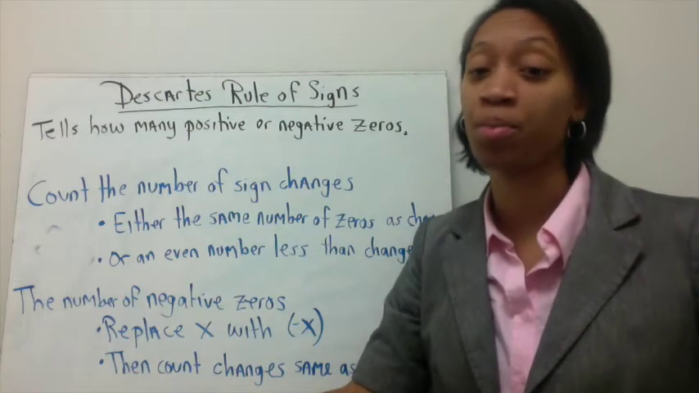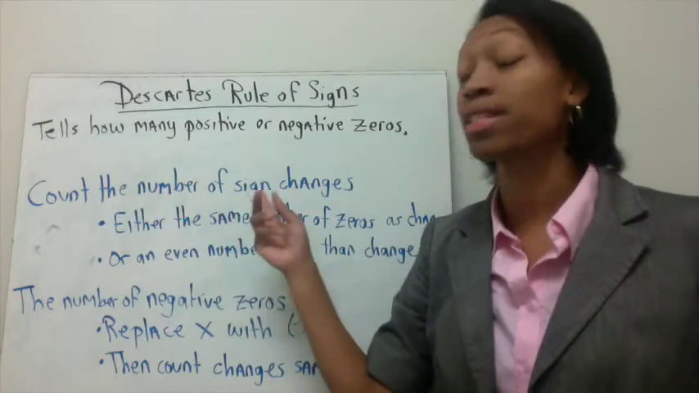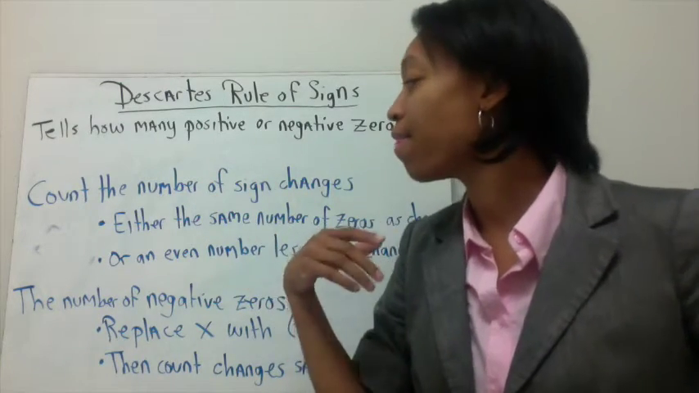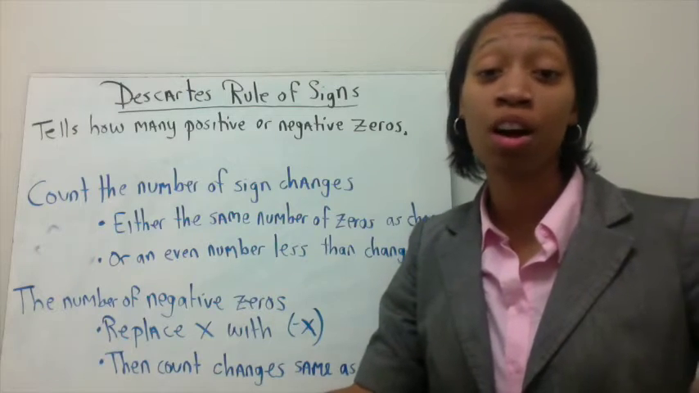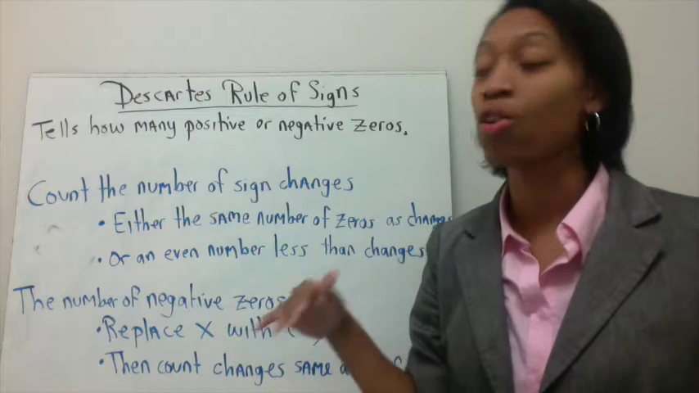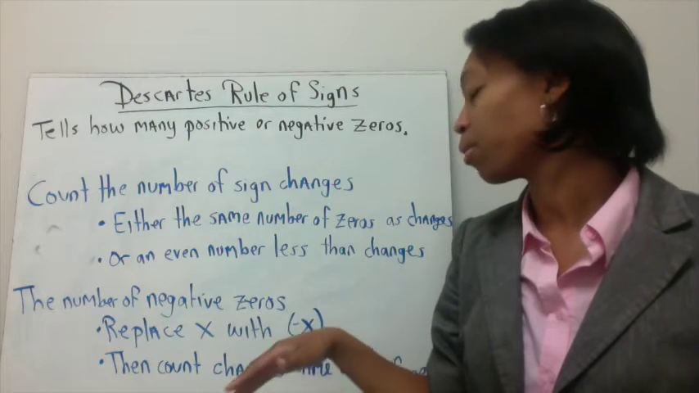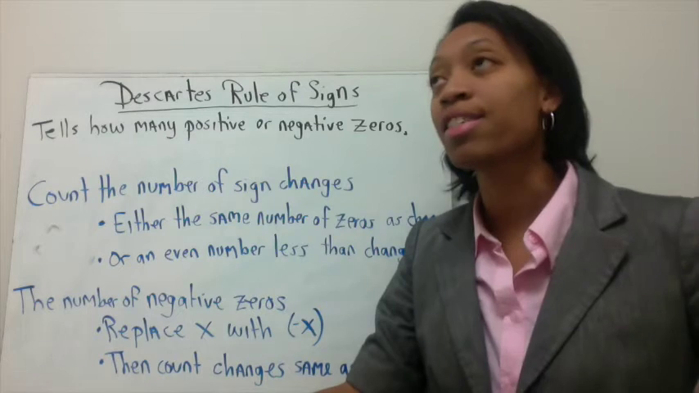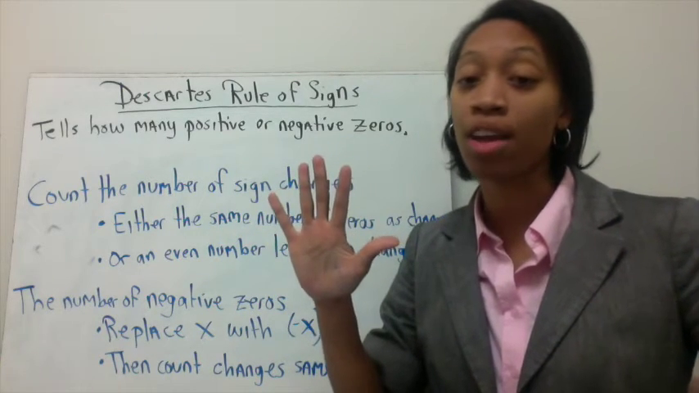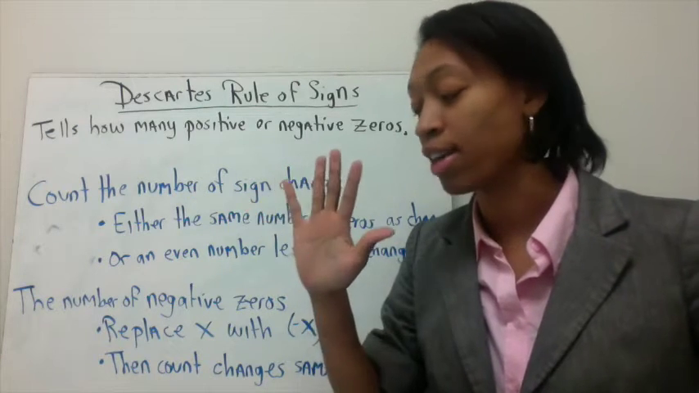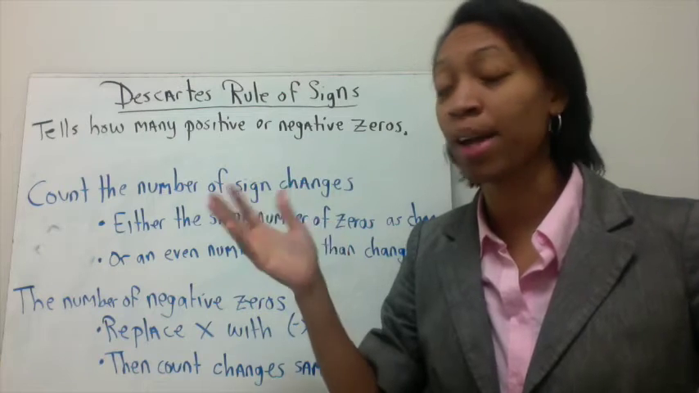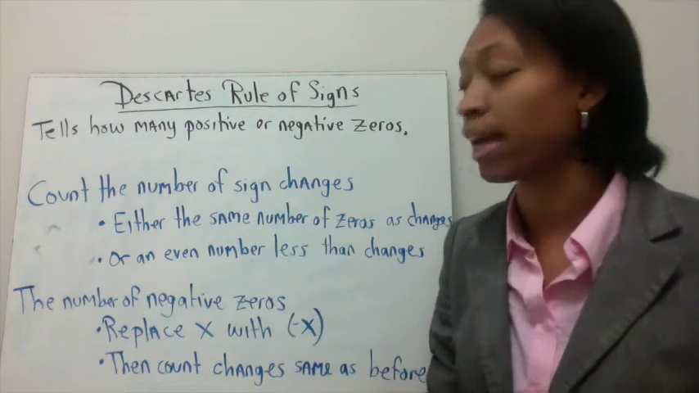Here's what you have to do. You're just going to count the number of sign changes that occur as you go along the polynomial. And then the number of zeros is either the exact same number as the sign changes, or it could be an even number less than the sign changes. So if you're counting the sign changes and there are 5 sign changes, well then how many zeros does it have? It either has 5 zeros or 3 zeros or 1 zero. So you count down by 2's, an even number less.